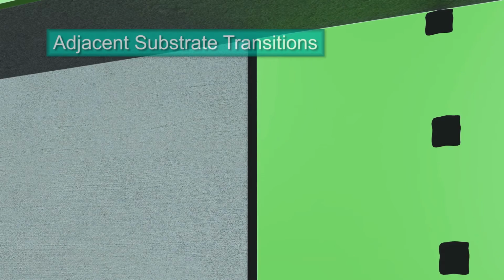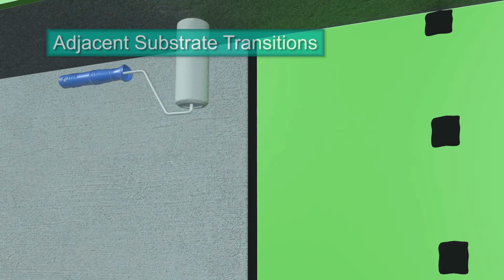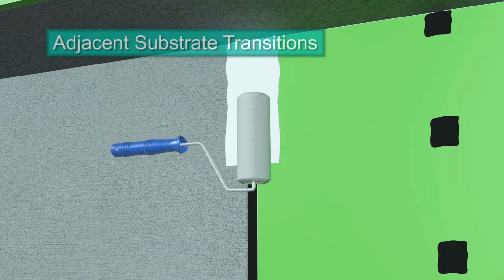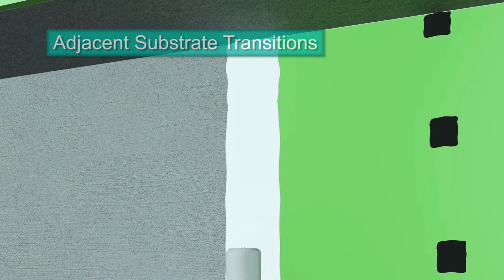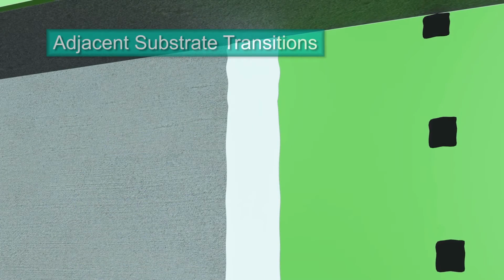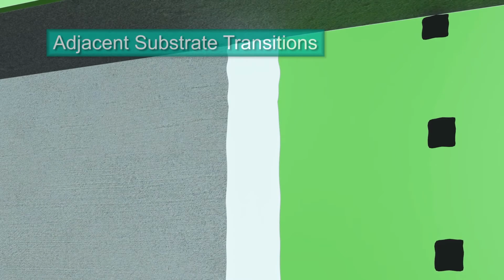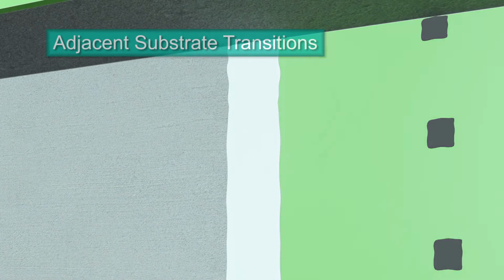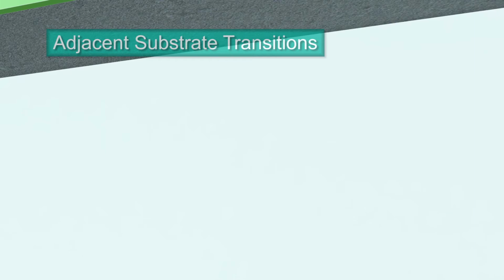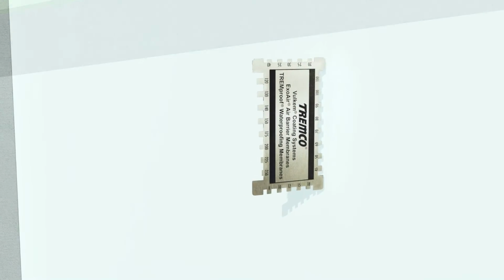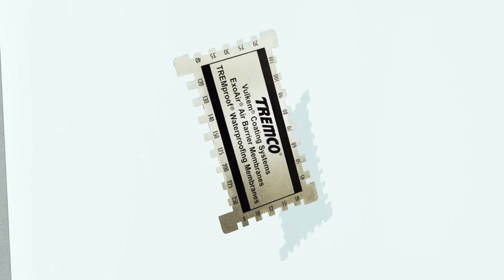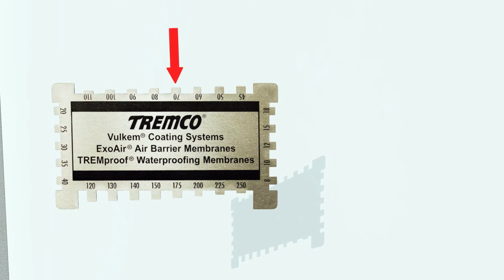Using a roller or sprayer, apply the ExoAir 130 fluid membrane to the adjacent substrate, over the sealant, and onto the face of the panel. Finish applying the ExoAir 130 fluid membrane to the remaining adjacent substrate. ExoAir 130 is applied at 70 wet mills to achieve 35 dry. And concrete substrates require 70 wet mills to achieve 35 dry.